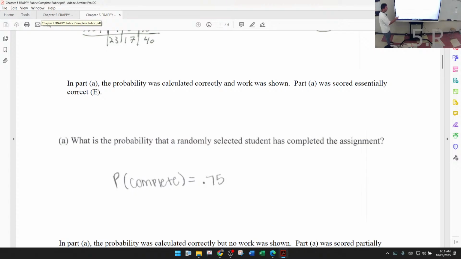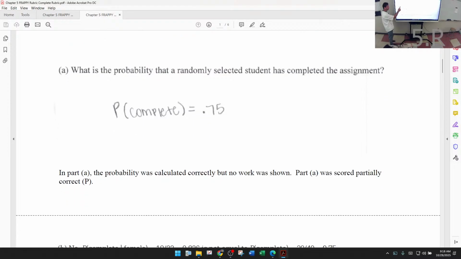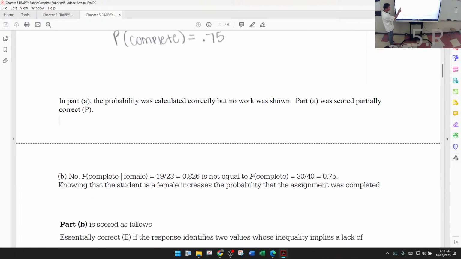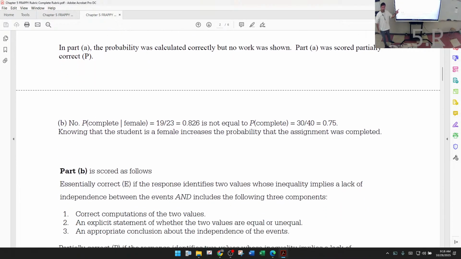And this particular one, they allowed several things to prove that it's independent. So soak this up because, like I said, this is one that's not that hard if you've done enough practice of it. So, no, they are not independent. Probability of being complete given that they are female. Probability it's complete given that they're female is 19 out of 23, or 0.826. That's not equal to the probability of being complete.